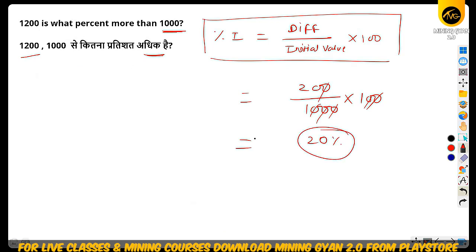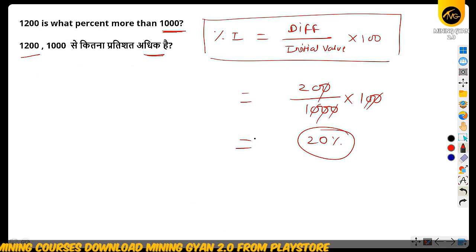So 20% greater than, yeah, more than. So 1200 is 20% more than 1000.